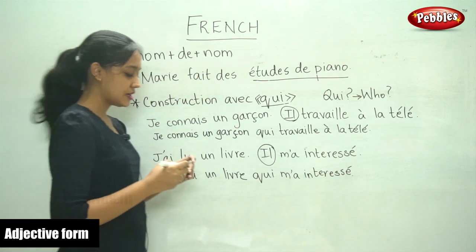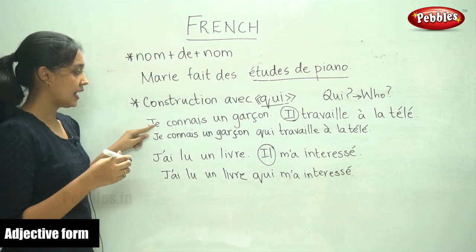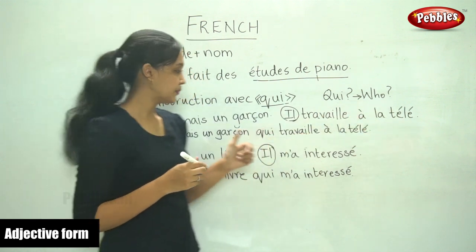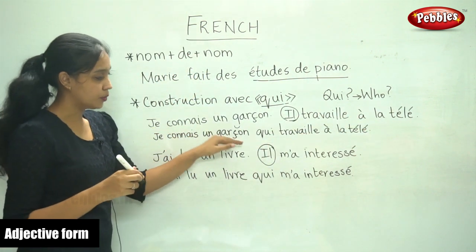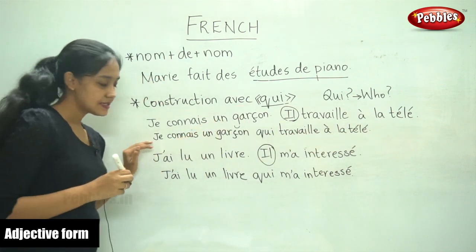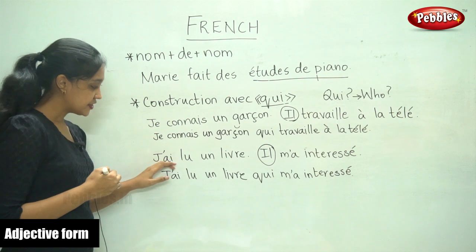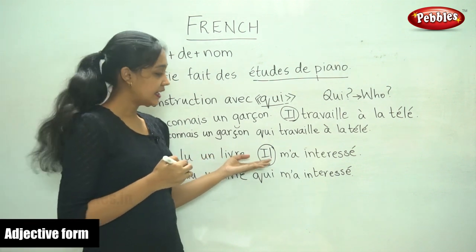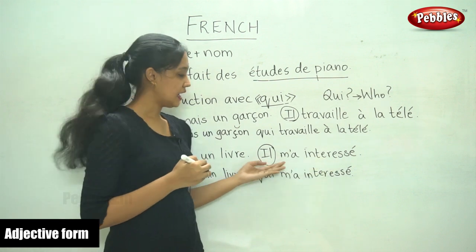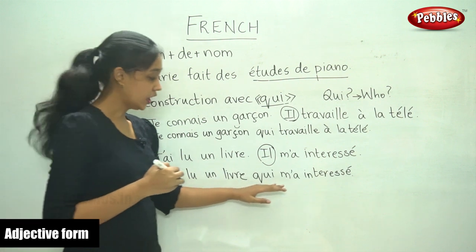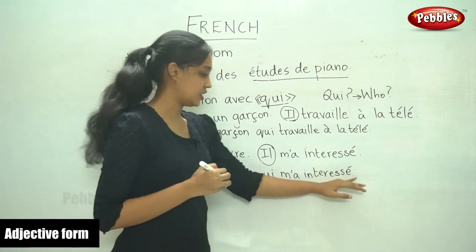So now if you translate this sentence, I know a boy. He works at the télé. I know a boy who works at the télé. Same way, the next sentence. J'ai lu un livre. I have read a book. Il m'a intéressé. I am interested. So I read a book in which I was interested.